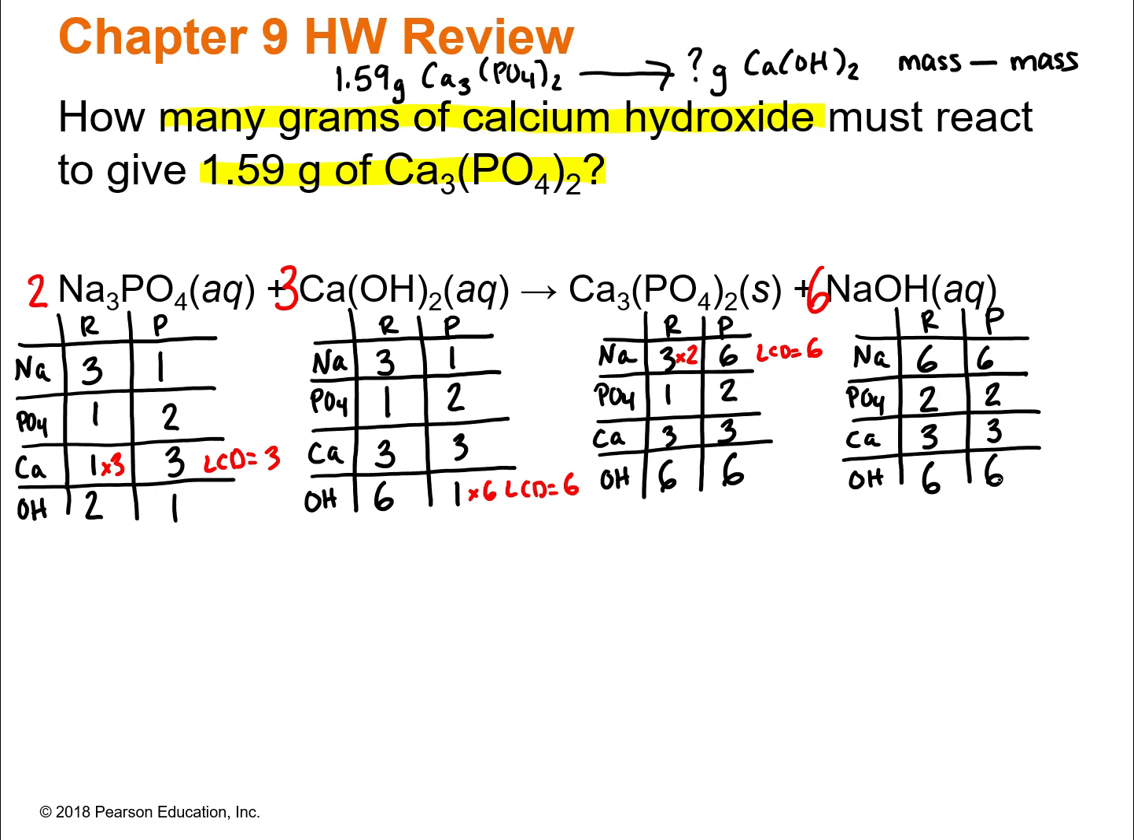So now we're balanced. Once you have that balanced equation, you can write out the actual equation, because you can use your balanced equation to write your mole to mole ratio. So I'll write out our plan real quick up here. We're starting with grams of calcium phosphate.